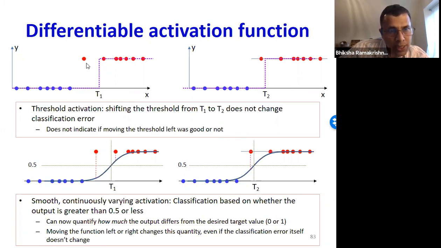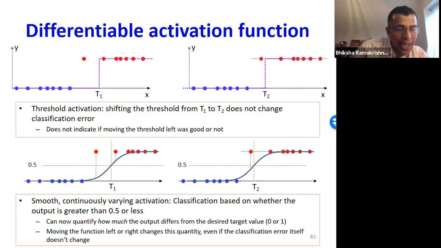I have all of these blue dots, I have these red dots. They are perfectly separable by a threshold activation or by a classifier. But if my initial guess for the perceptron is this dotted line, and the parameter of the perceptron is this threshold, if I wiggle this dotted line back and forth, the total count of errors is going to remain the same in both cases. So the count of errors will not tell me if I'm doing the right thing in moving the threshold back and forth.